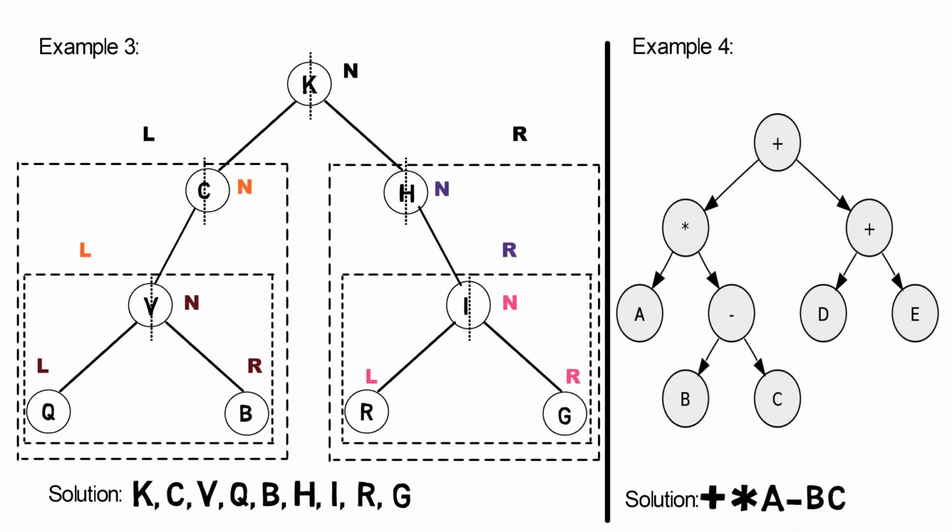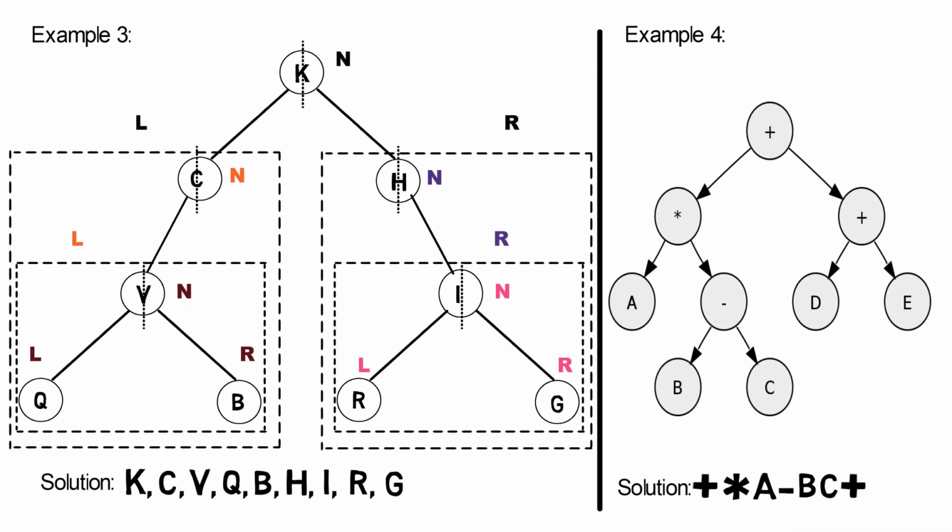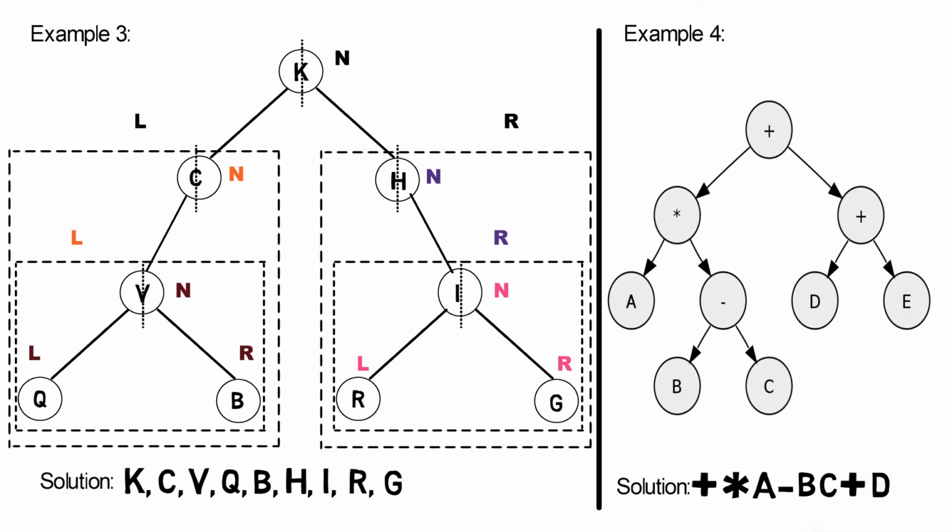From here, we go to the right subtree of the topmost plus symbol. The plus sign becomes our root node. Then D becomes the left subtree. And finally, E becomes our right subtree. Voila!